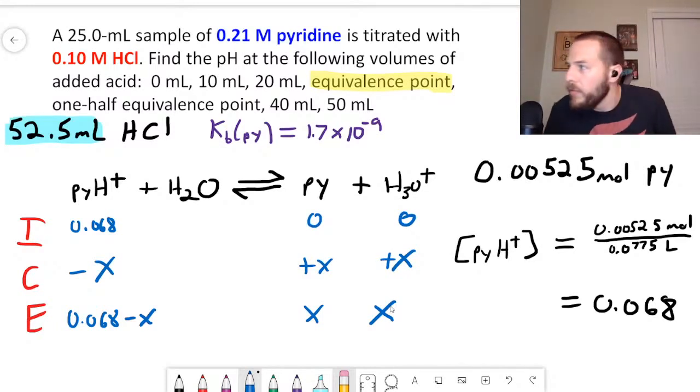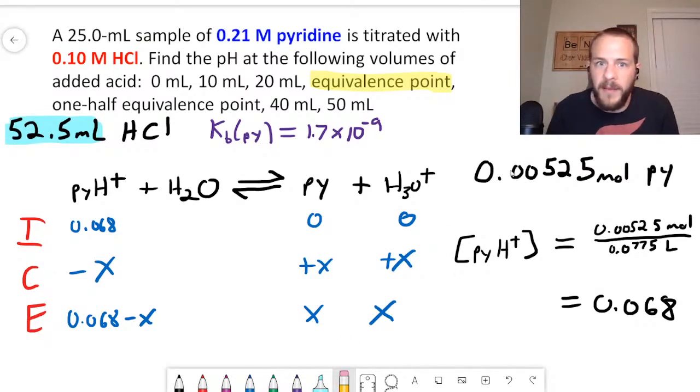Now, I did another foolish thing a few minutes ago. I had the Ka for the conjugate acid of pyridine. I calculated it, I stepped through the calculation, but I deleted it. So I'm going to have to calculate this again.